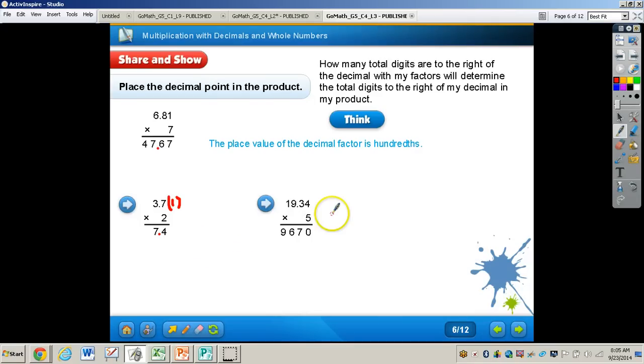Okay, we can see that there were 2 digits to the right of the decimal within my factors. That means 2 digits to the right of the decimal for my product. So that decimal point needs to go between the 6 and the 7.